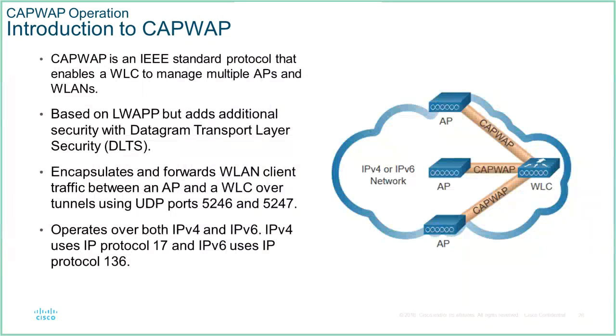Alright, so it's an IEEE standard protocol that allows our wireless controllers to communicate with our access points. It has extra bits in it that allows lightweight access point protocol to do all that lovely control. So ports 5246 and 5247 are used, and then the various protocols under IP being protocol 7 and 136 under IPv6.